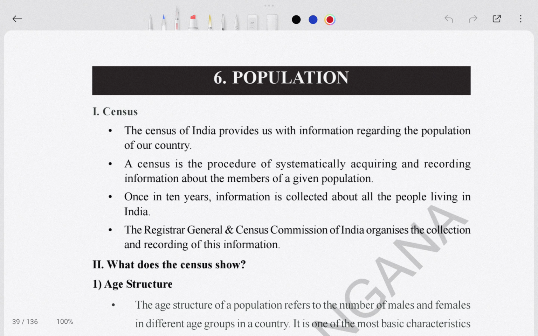So today we are going to talk about our sixth chapter, Population. Okay, so as previously, we are already looking at the most important questions, MCQ and repeating questions. So today we are going to repeat the same things as it is.